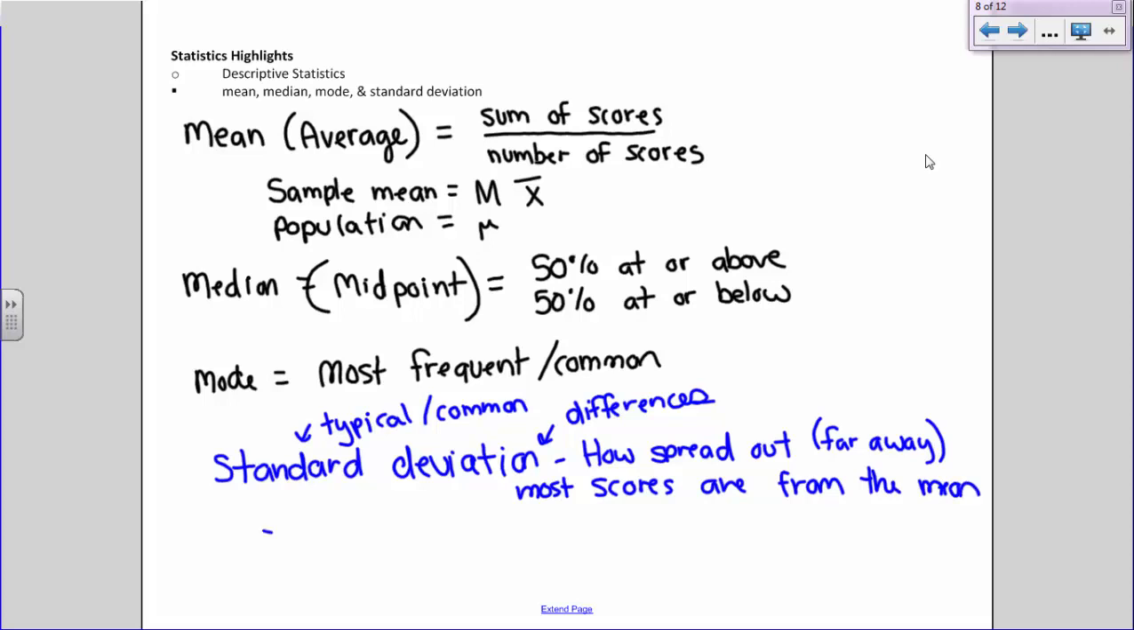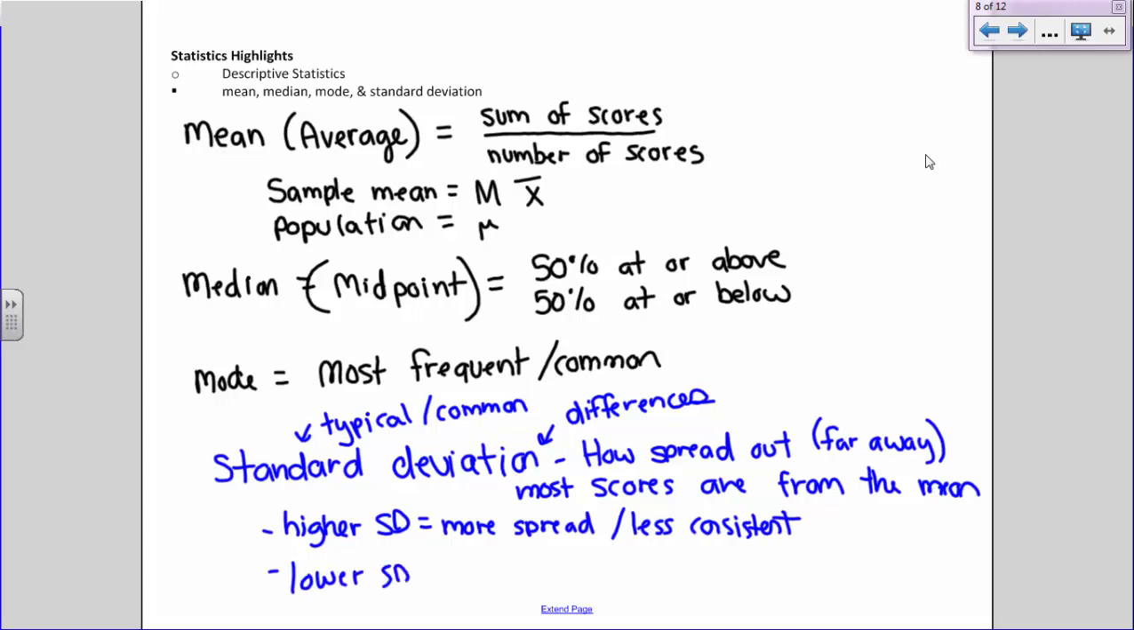If you have a higher standard deviation, that means that scores are more spread out, less consistent. More spread, less consistent. If you have a lower standard deviation, well, that means the opposite, right? Scores are less spread out and more consistent.